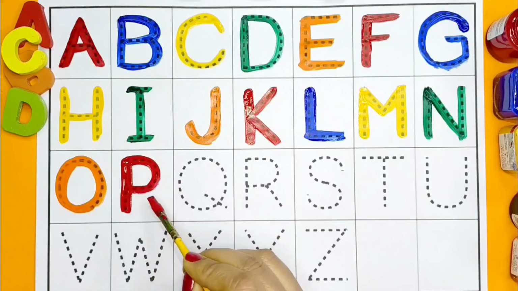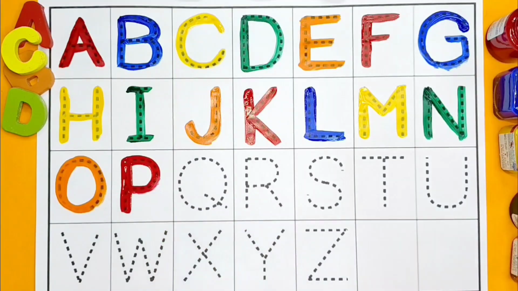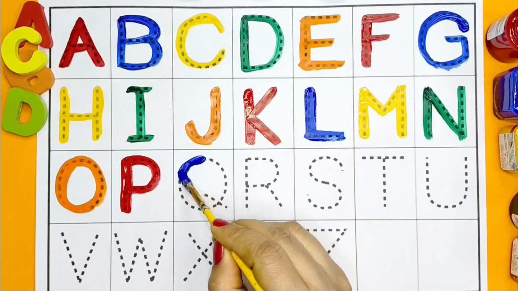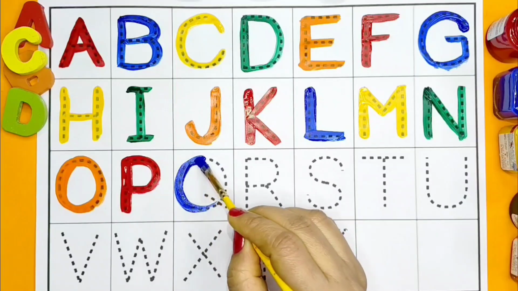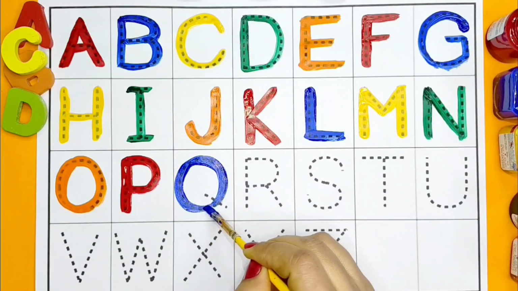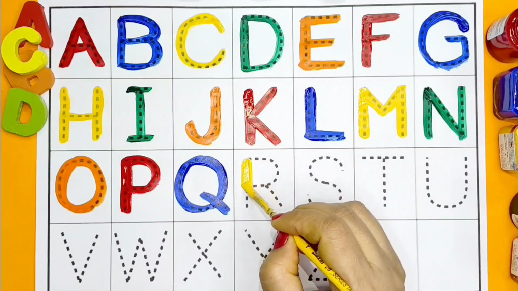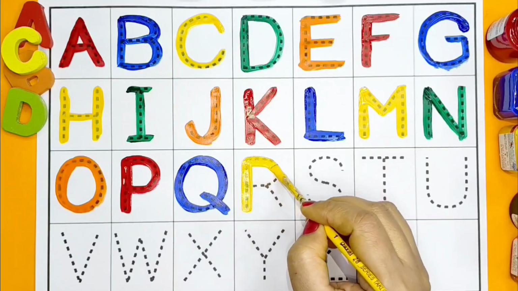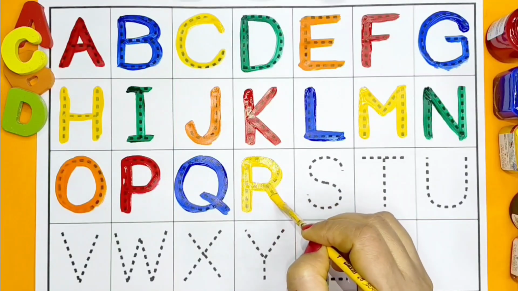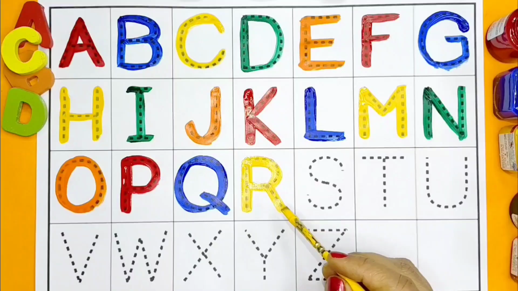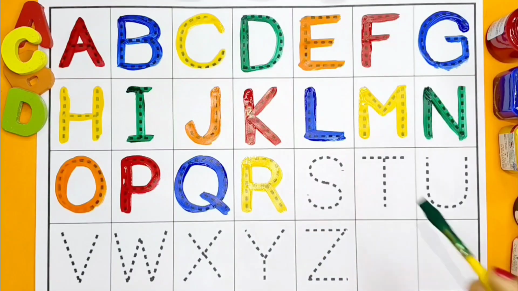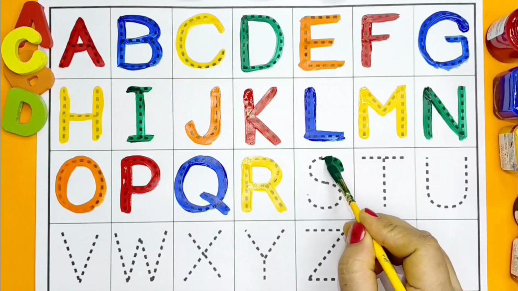P. P for pencil box. Blue color. Q. Q for queen. Yellow color. R. R for rose. Dark green color.